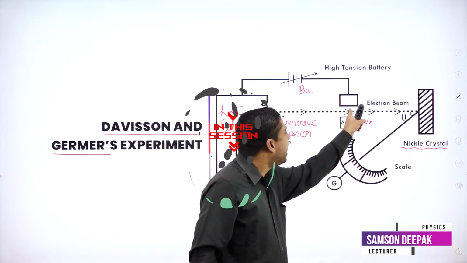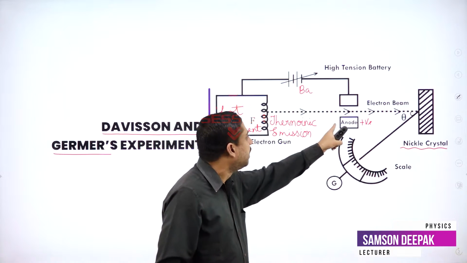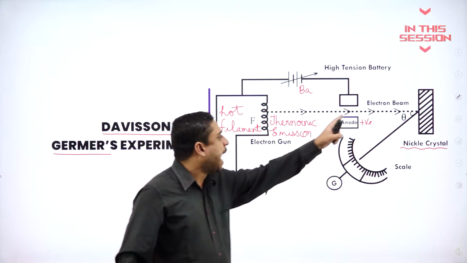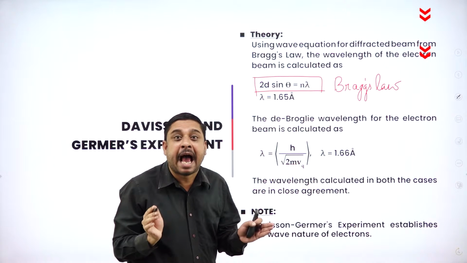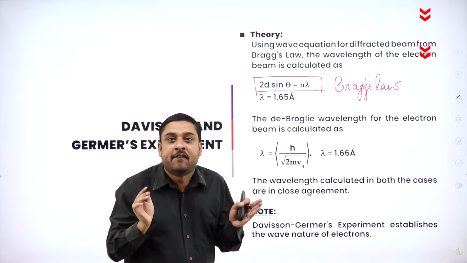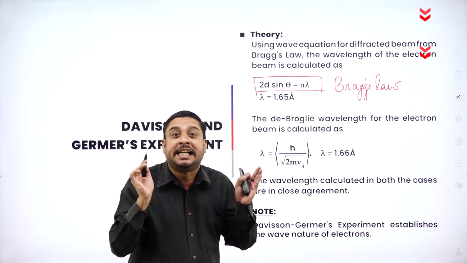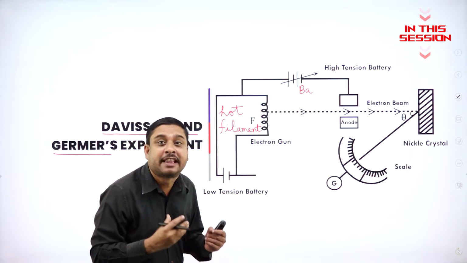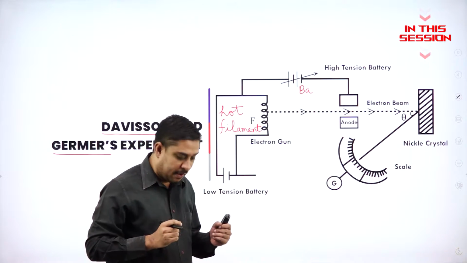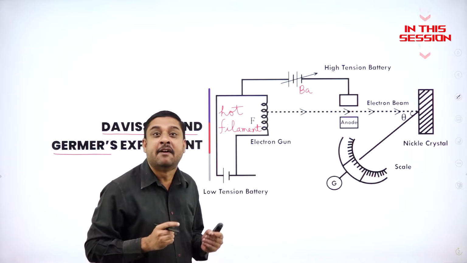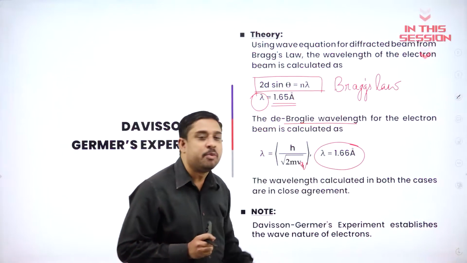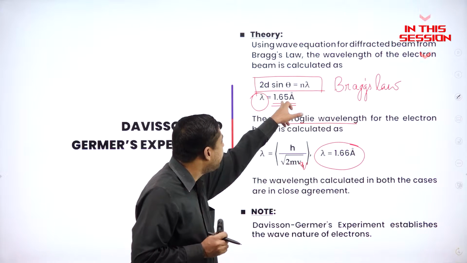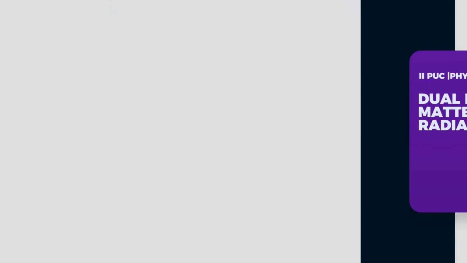The electron beam moves in a very fine path by applying positive potential and strikes the crystal. I am calculating the wavelength of the diffracted electrons. So you need electrons for the experiment. We are proving the wave nature. It is 1.66 angstrom. So there is a very close agreement.